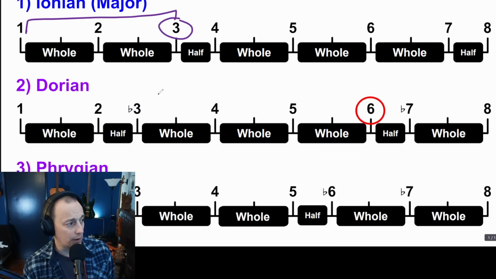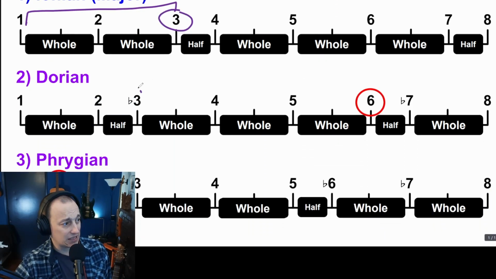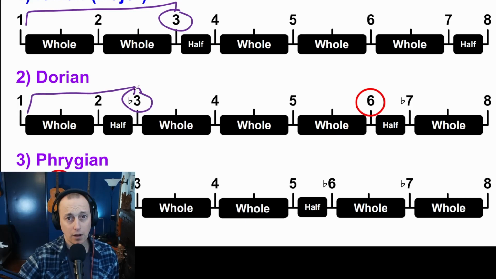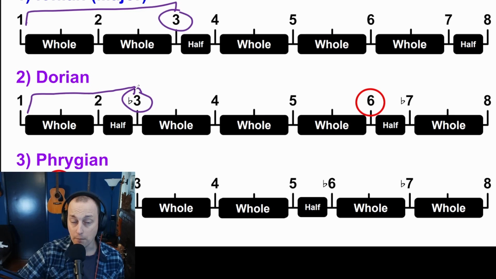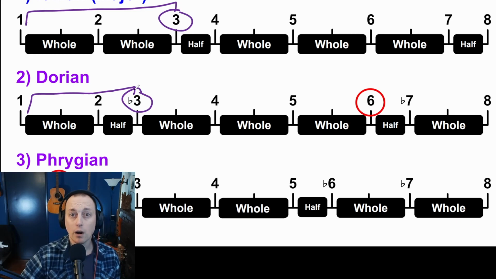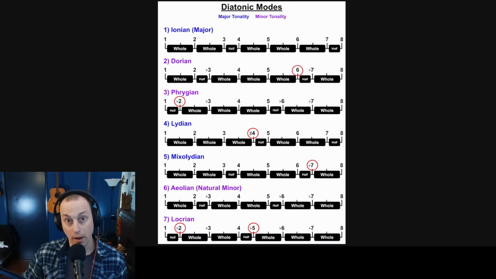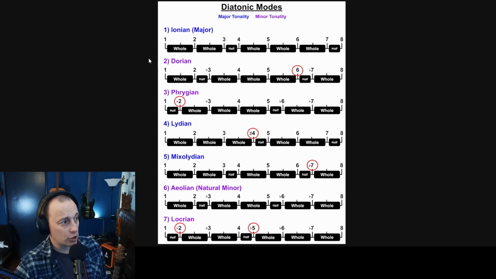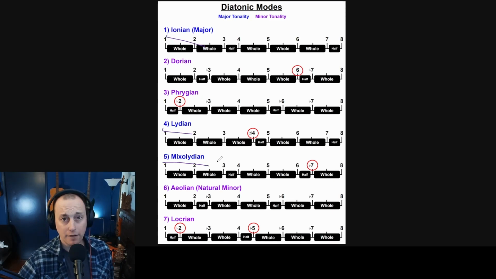That's going to be a major mode, or a mode of major tonality related to the major scale. And if we look at the third and it's flat, or it is a whole step and a half step from my 1 of that mode, then I have a minor mode, or a mode of minor tonality. So step 1 is to learn which are my major modes and which are my minor modes. My major modes are 1, 4, and 5. Everything else is minor. Pretty simple.